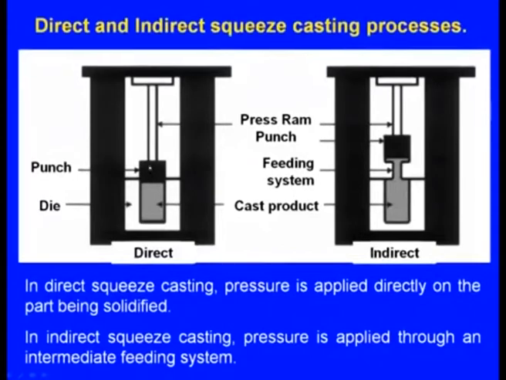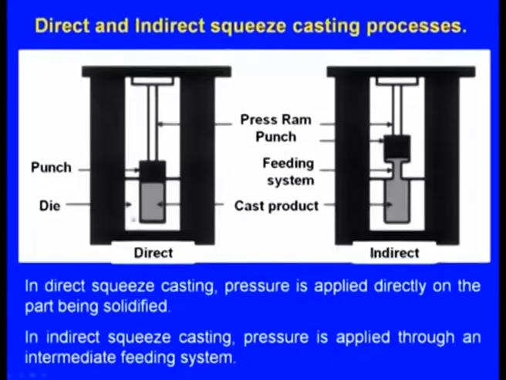So here we can see this is the direct squeeze casting and this is the indirect squeeze casting. Here this is the die, this is the die, and here also this is the die. Now this is the punch here, this is the punch, and here also this is the punch.